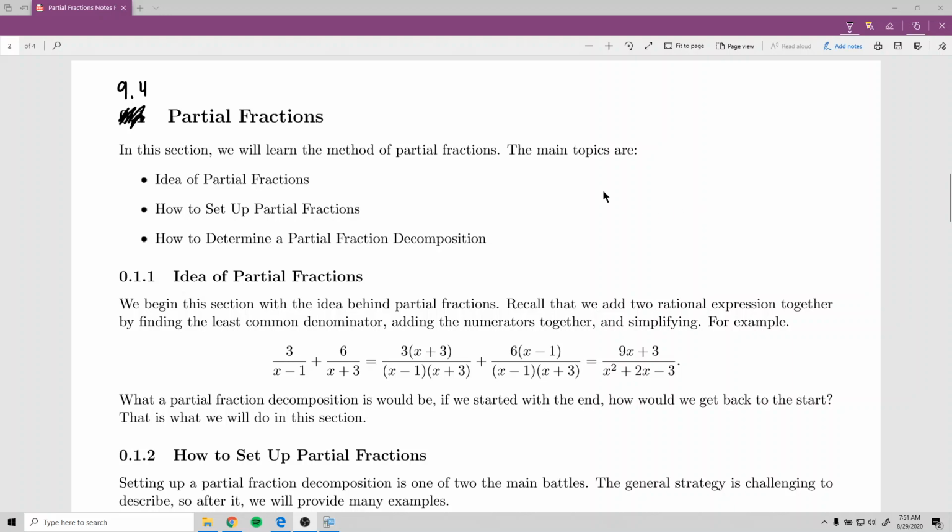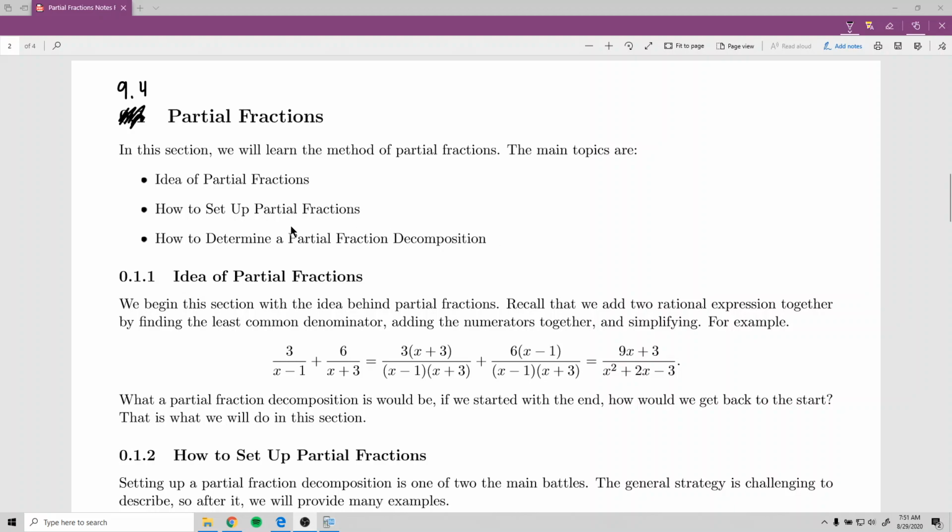This video will be on section 9.4, which is partial fractions. So I'll begin by talking about what partial fractions is, the idea of it. Then really when you do partial fractions, there's two things to do. You have to set it up, and then you have to actually solve it. And then really, once you know how to set them up comfortably, solving it is very similar every time.